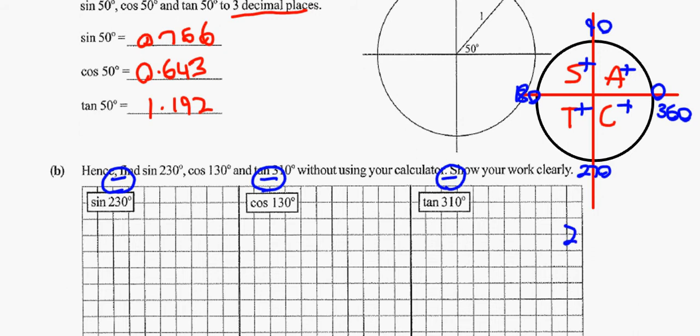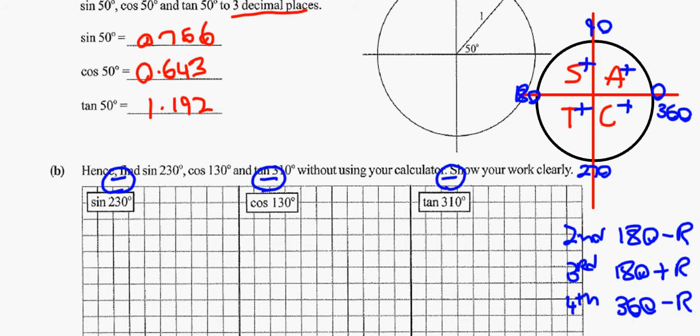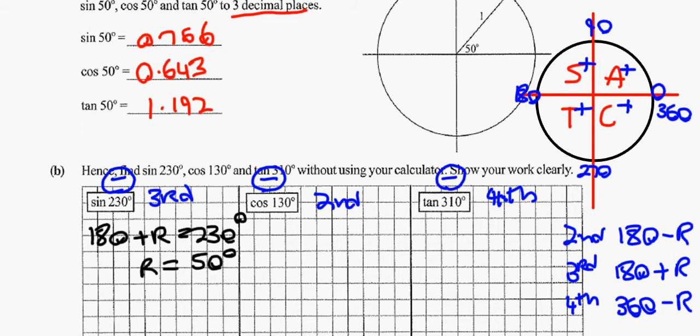Now, there's a rule for each quadrant. In the second quadrant, it's what's called 180 minus the reference angle. In the third quadrant, it's 180 plus the reference angle. And in the fourth quadrant, it's 360 minus the reference angle. Now, for example, 230 degrees is located in the third quadrant, 130 is located in the second quadrant, and tan 310 is located in the fourth quadrant. 180 plus r equals 230. This means that r is equal to 50 degrees.